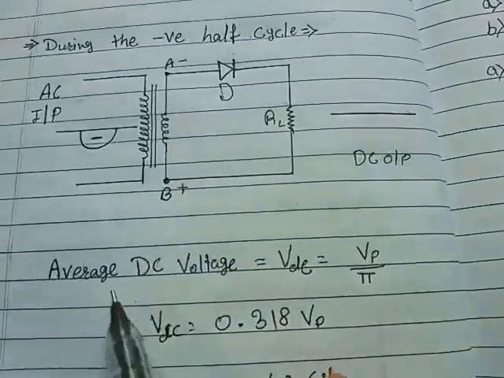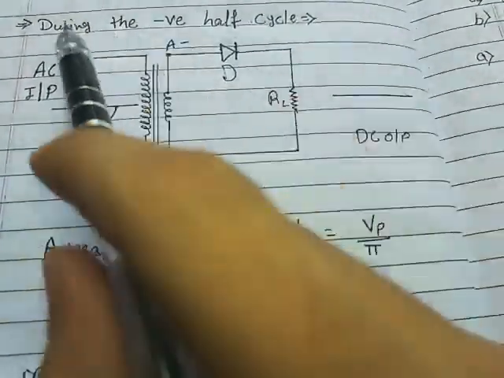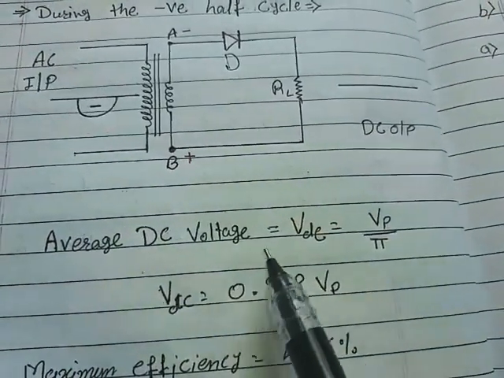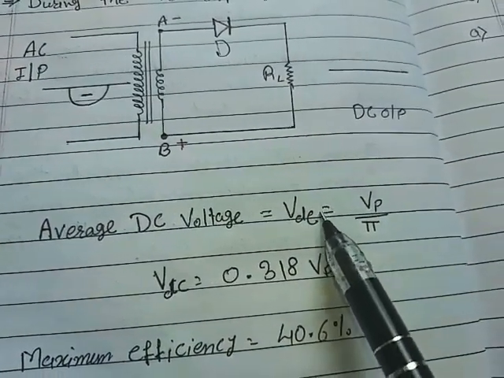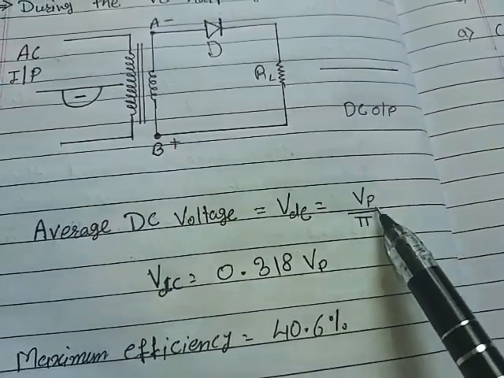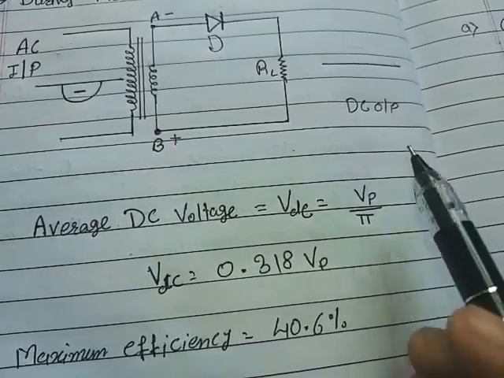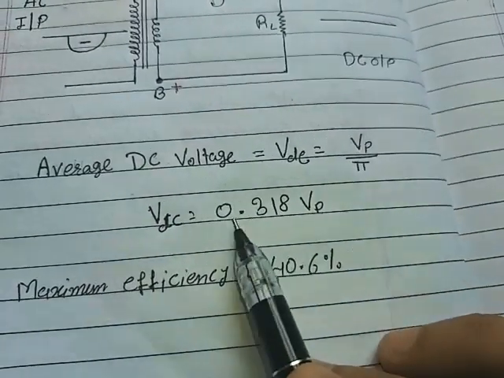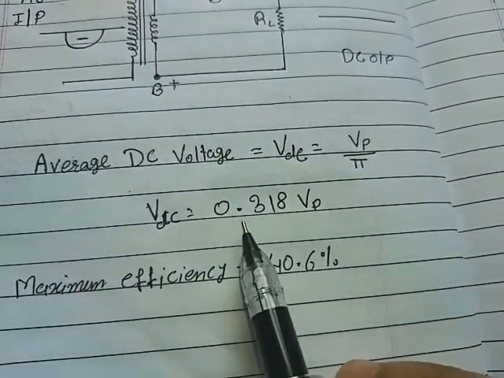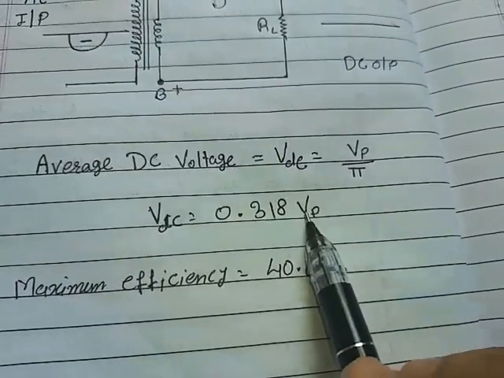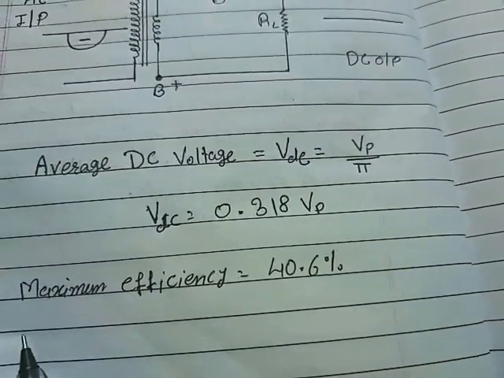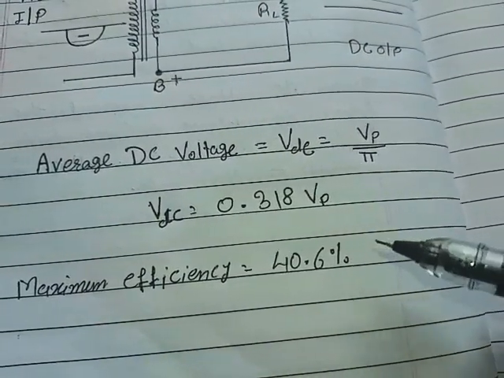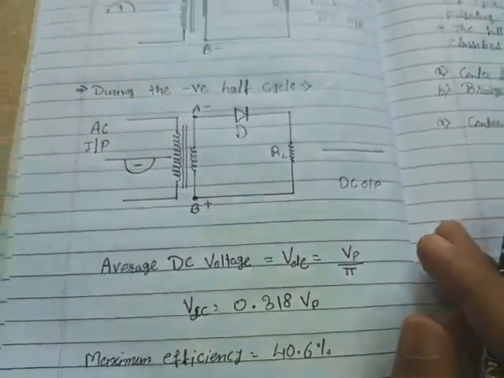Now the average DC voltage of the rectifier, denoted by VDC, is given by Vp upon pi, where Vp is the peak voltage. If we divide 1 by pi, we get 0.318. So VDC is equal to 0.318 Vp. The maximum efficiency of the half wave rectifier is 40.6%. That's all about this lecture.